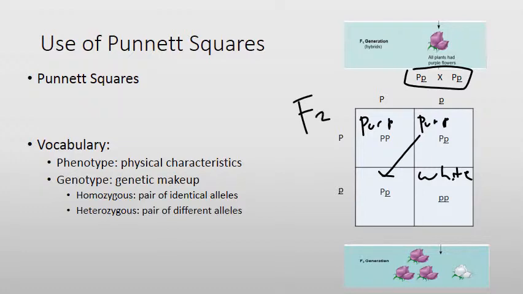If we read off the genotype for each of these, we can say that this one's homozygous, this one's heterozygous, this one's heterozygous, and this one's homozygous.